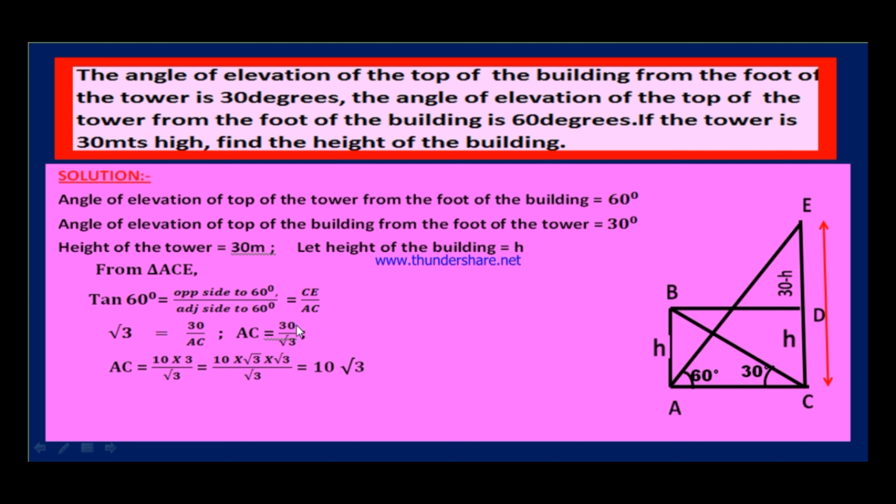Or AC is equal to 30, which can be written as 10 times 3 by root 3. This 3 can be written as root 3 into root 3. These root 3 and root 3 will be cancelled. AC is equal to 10 root 3 meters.